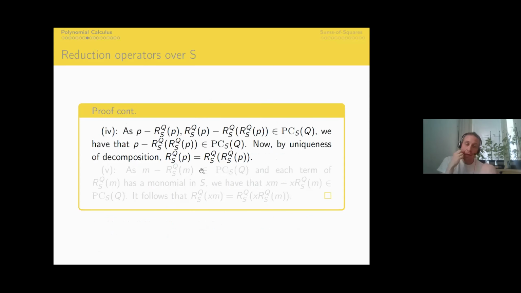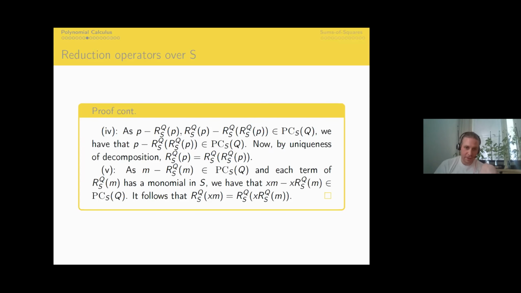Okay. And idempotency follows similarly. So we have both p minus rsp is provable and rsp minus rs of rsp are provable by definition. And so we also have that p minus rs of rsp is provable. And so by the uniqueness again, we get the idempotency.